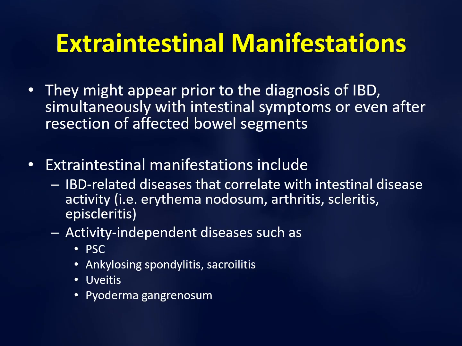Extraintestinal manifestation might appear prior to the diagnosis of IBD, simultaneously with intestinal symptoms, or even after resection of affected bowel segments. So they can occur before, with the diagnosis, or after the diagnosis, and keep that in mind. So again, they are divided into IBD-related disease that correlate with intestinal disease activity, as I showed you on the first slide. Those should be known, because if you treat the activity of the disease and you decrease it, the symptoms will decrease. The most known ones that are correlated with disease activity are erythema nodosum, arthritis, scleritis, and episcleritis, and again aphthous stomatitis, as I showed you in the previous slide.